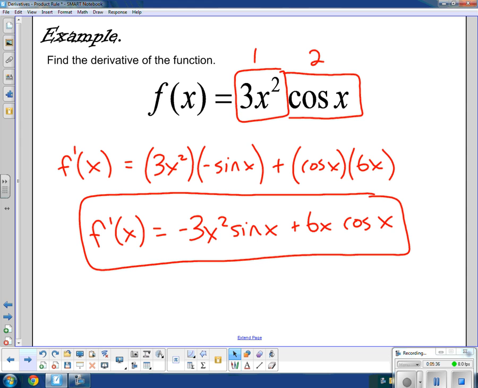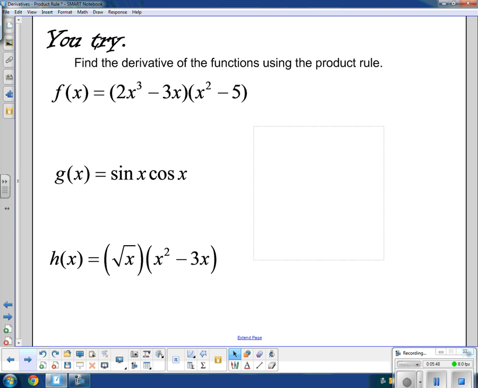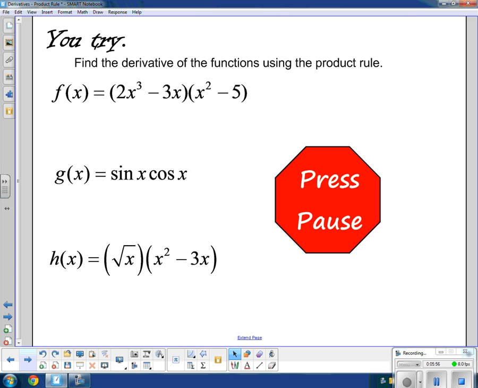But again, notice how we had to use product rule in order to be able to find the derivative of this function, 3x squared times the cosine of x. So hopefully you get a little idea of how the product rule works. I'd like you to try the product rule for these three functions. Now would be a time where you're going to press pause. After you've found the derivative for these three, unpause, come back, and check to see how you did.